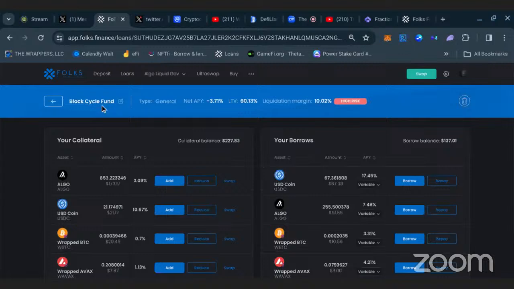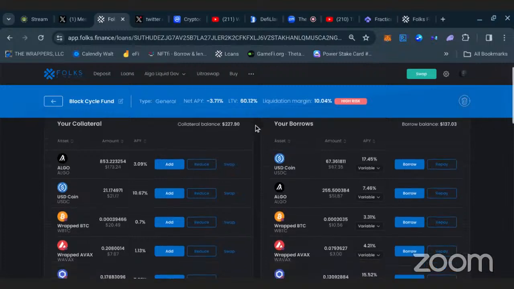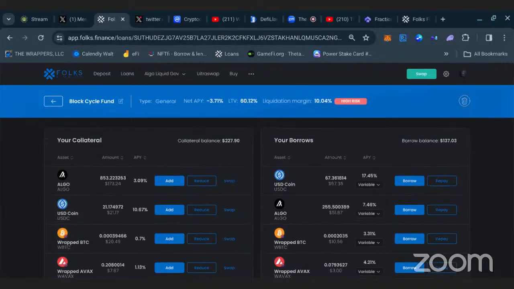Another thing, you see this is the Block Cycle fund. Block Cycle has its own Folks Finance account. So once I get this thing pumping out a couple hundred a day, that money will start going into everybody's wallets. Some people hit me up like, I want you to do it for me. This is as close as it's going to get to me doing it for you: you being a part of Block Cycle and me managing this account so that everybody can eat off of it. And that's just for the record, okay? Okay.